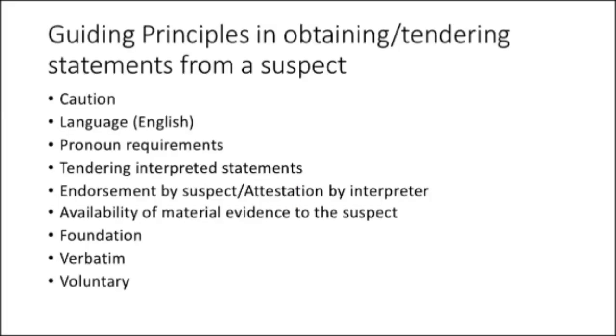So, the guiding principles in obtaining or tendering statements from a suspect. When the police want to obtain a statement from a suspect, these are the principles that should guide the police person taking the statement. Number one is caution. Statements must be made under caution. The suspect should be cautioned as to his rights. The suspect should be told, you have your right to remain silent. You have your right to a legal practitioner. They are supposed to caution the suspect and say that you need not make this statement now. But if you want to make the statement, it is voluntary on your own part. You can also be silent until your lawyer comes. So you must caution the suspect as to his rights.